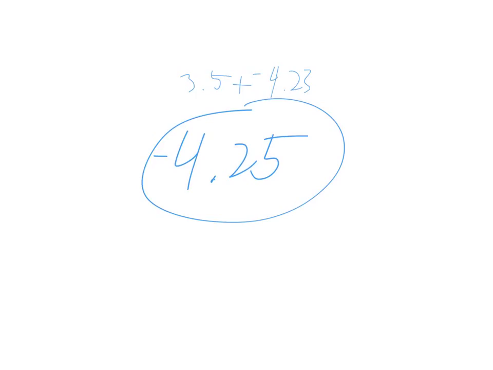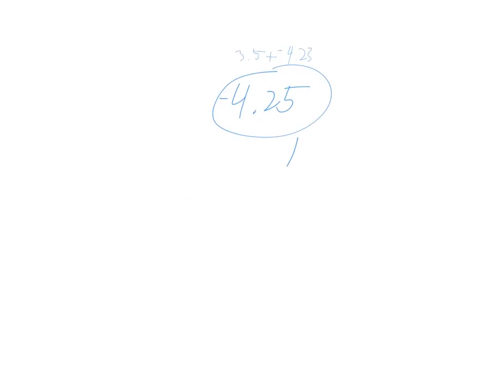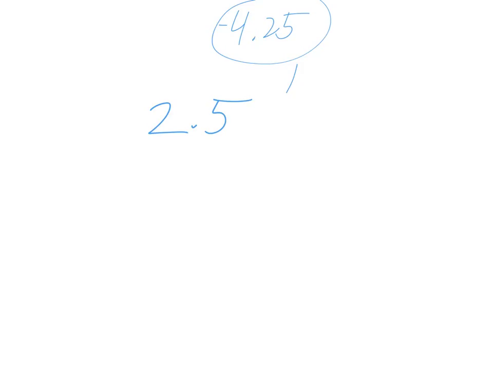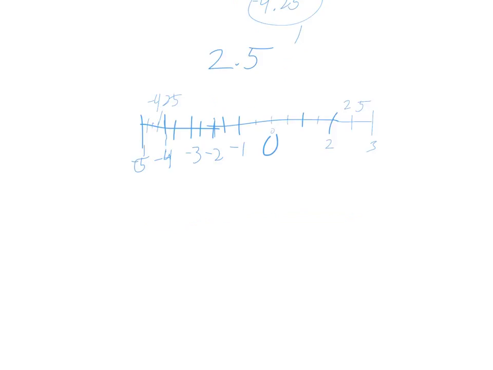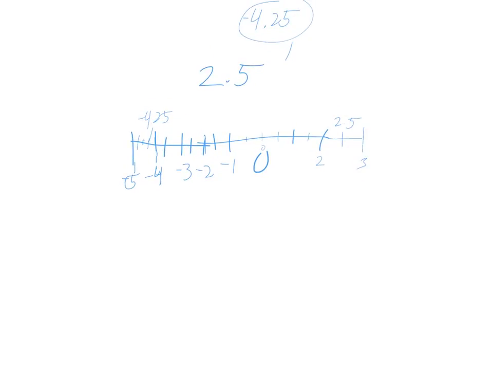So first we have to start out with a rational number that's greater than 0. So let's start out with 2.5. So we're at 2.5. And now I look on a number line. Here's a quick number line I drew where I put 2.5 over here. Here's 0. And then here's negative 4.25 way over here. So we'll zoom in to get to this.